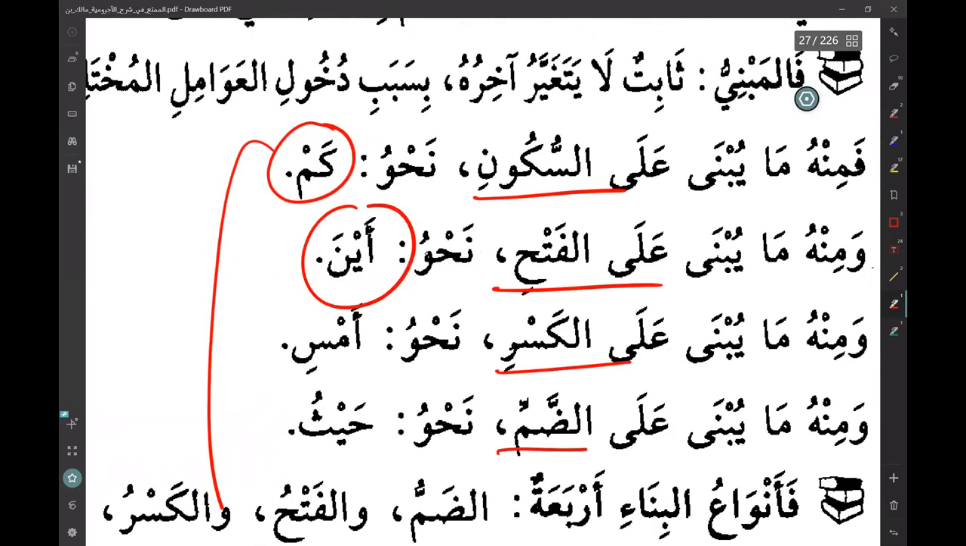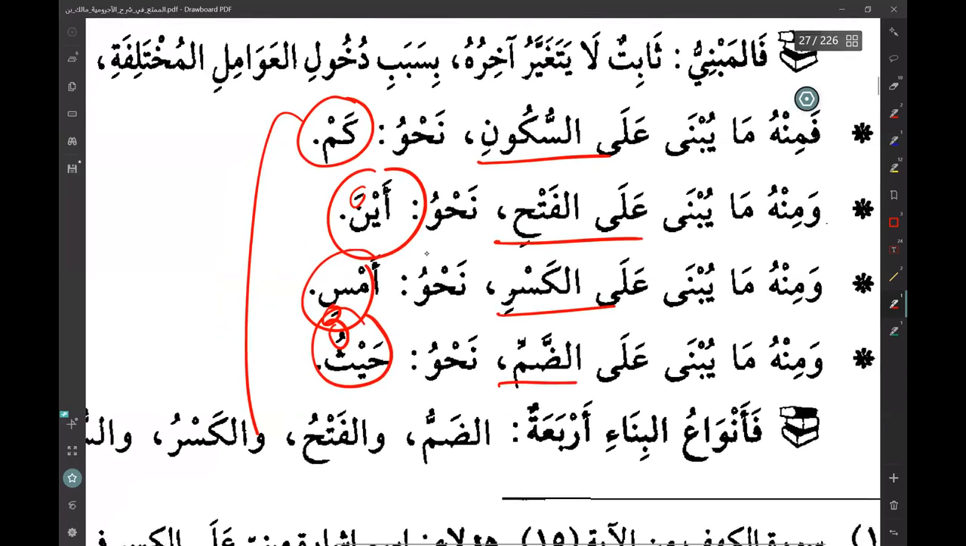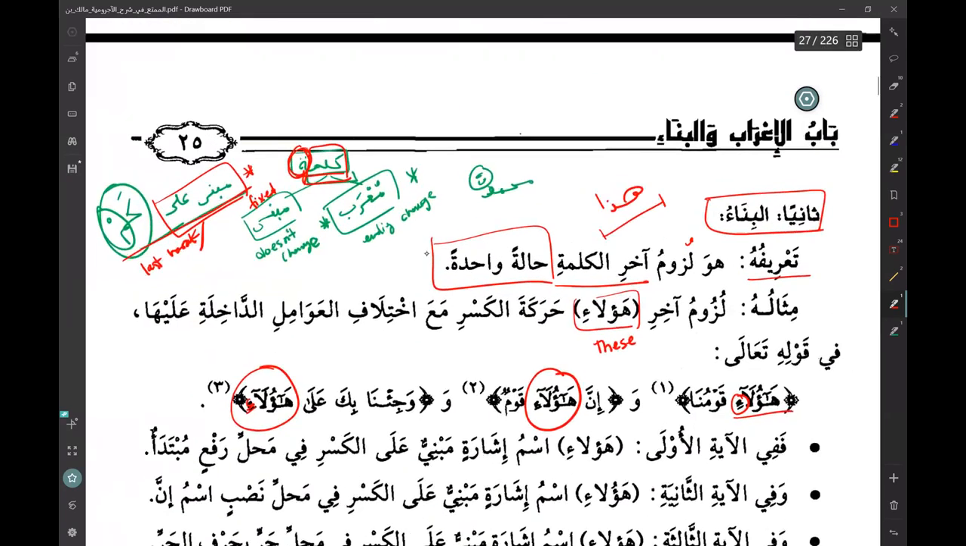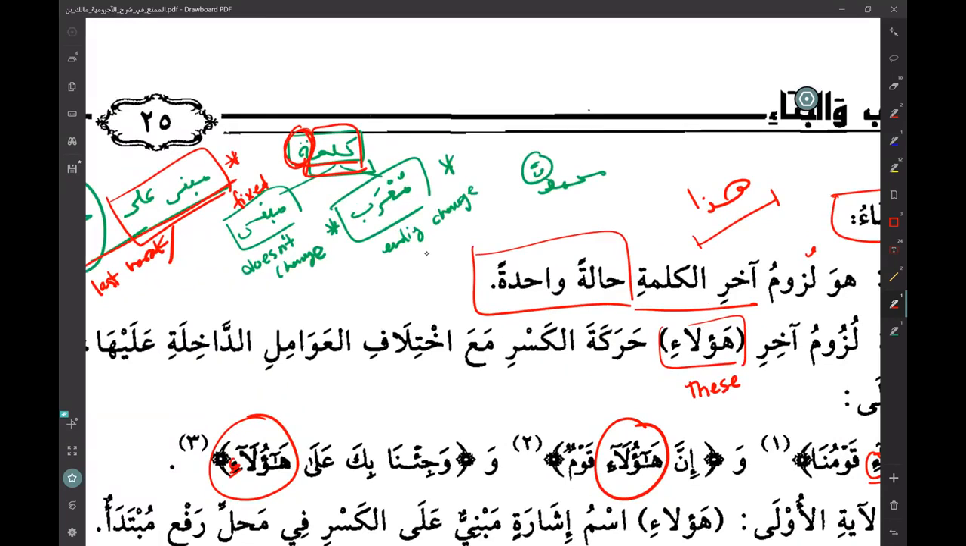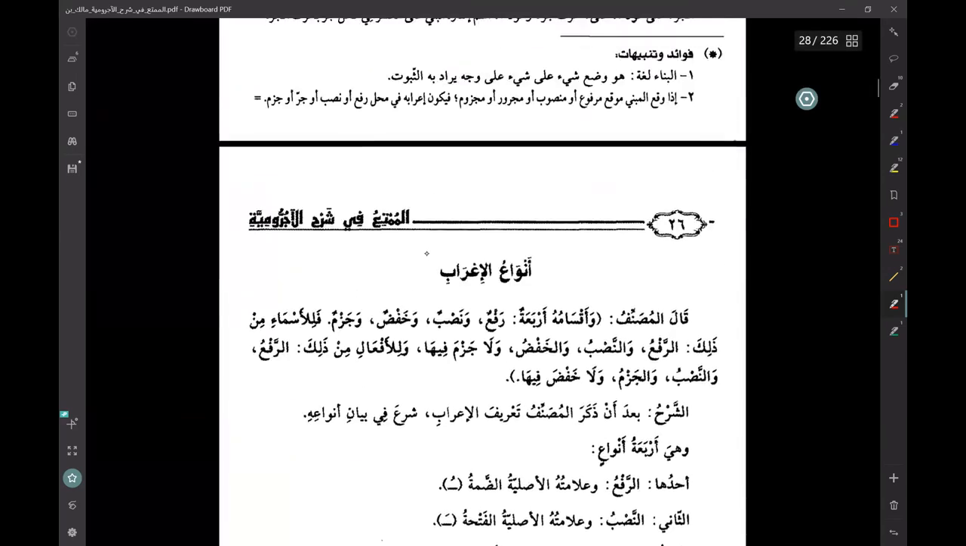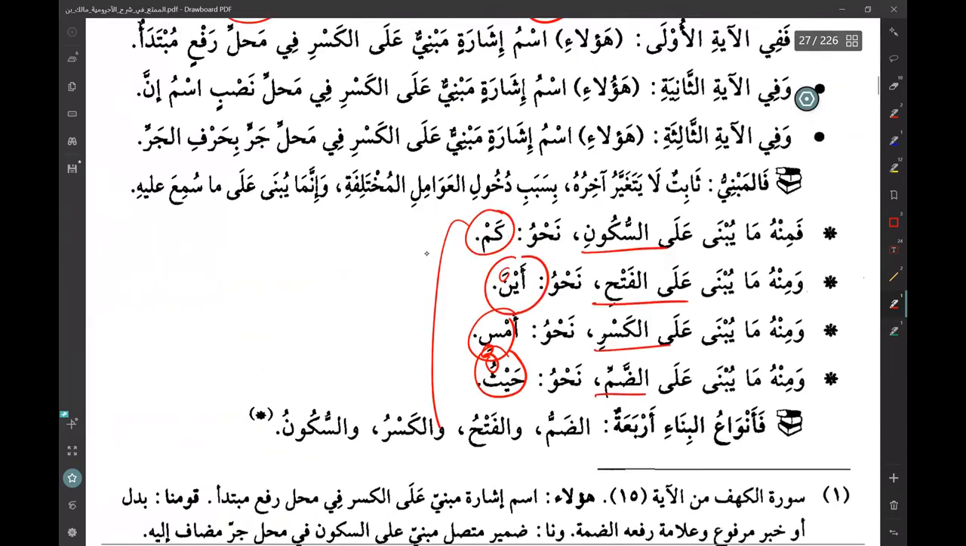So aina, if aina is a mabni, very easy. It's mabni on fatha. Okay, mabni on kasr, mabni on dam. Make sense? Very simple, right? So keep this one as simple as that. We have a set of words that does not change, we call them mabni, and then it's mabni either on sukun, either on kasra, and we have all these four possibilities, right? Make sense?